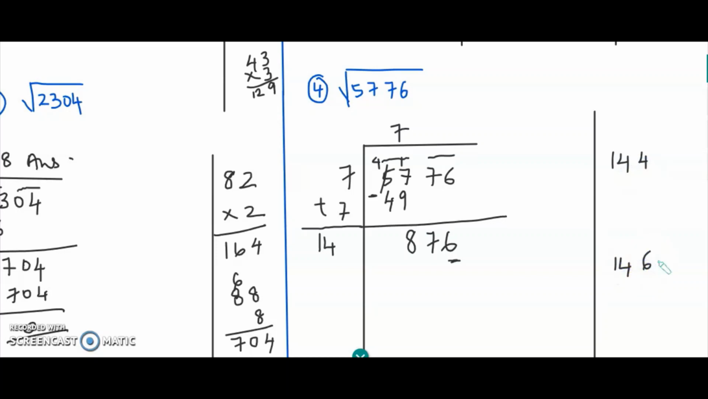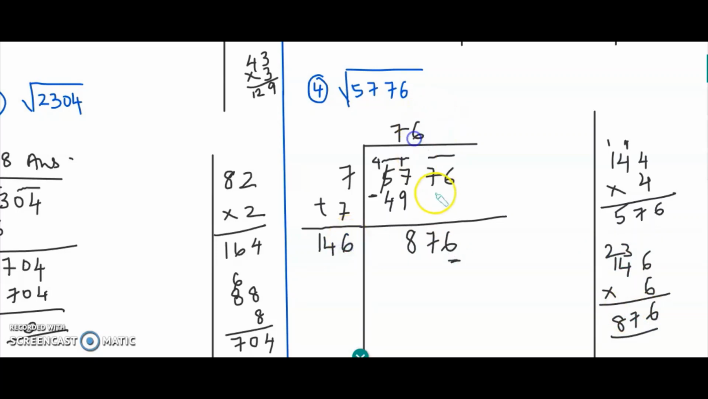Okay. So if I'm putting a 4, I should multiply by 4. Let's check. 16 ones are. 16 plus 1, 17 ones are. So it's a 576. No, it doesn't match. So let's go for 146 multiplied by 6. So this is 6, 3. 24 plus 3 is 27. 2, 8. Yes, we got it, right? So it's a 6 here and a 6 here. So we get 876. Subtract and you get a 0. So the answer is 76.